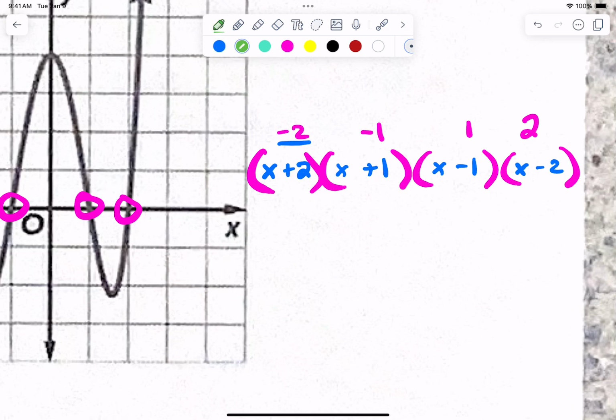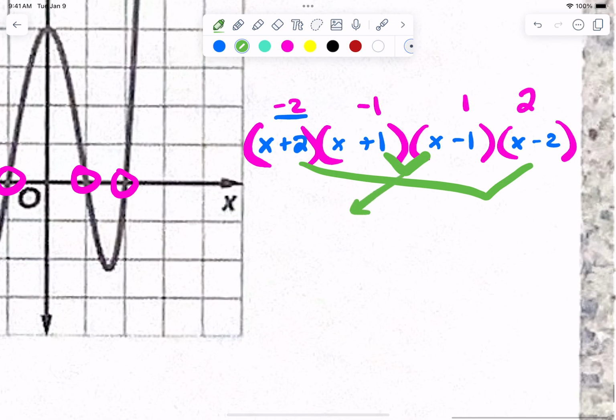So let's do our x's together first, and then we'll do our y's. Ones are going to go here, 2s are going to go here. Okay, so x times x, I'm doing the ones first: x squared. x times negative 1, negative x. 1 times x, the middle pieces, plus 1x. Positive 1 times negative 1.